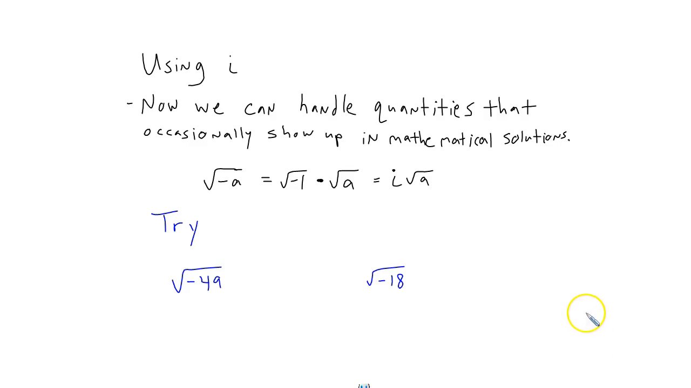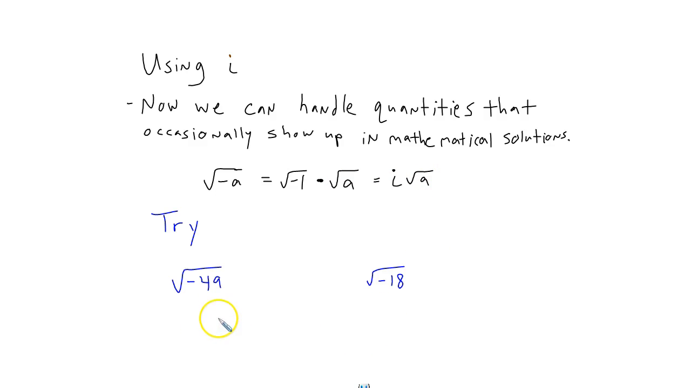So let's talk about how to use i, this imaginary number that we now have defined. And we can use i to handle quantities that sometimes show up in mathematical solutions. Sometimes when you're taking a square root, for example, with a quadratic formula, you end up with a negative under the square root sign. So what we can do is we can snap apart that -a, the square root of -a, we can think of as the square root of -1 times the square root of a. The square root of -1 is i, so that's the same thing as i times the square root of a.